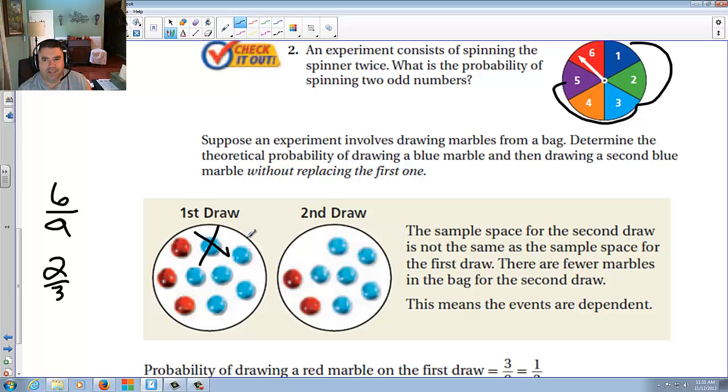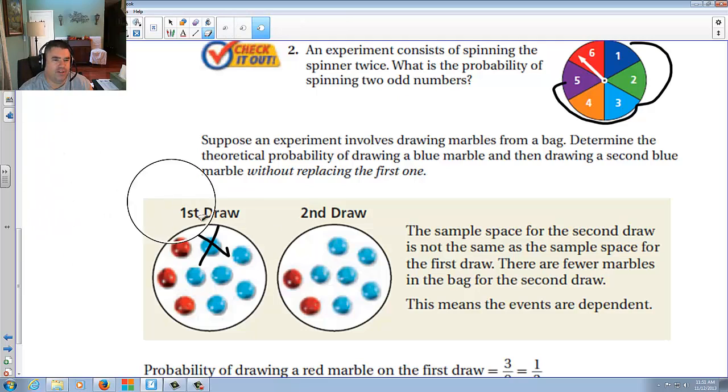The chance of me getting the second one, let's see, determine drawing a blue without replacing the first one. So the second one, I'm only going to have 5 blue marbles instead of 6. Basically you should have taken a blue one out, so you should have 5 out of 8. And to find the probability, you would multiply them and you would say you have 30 out of 72.